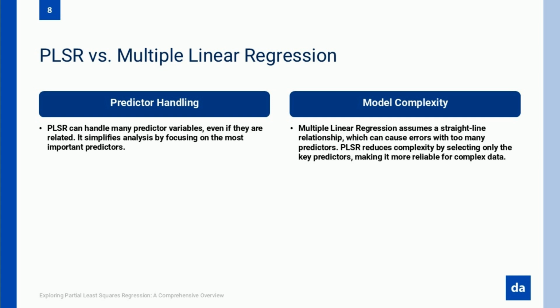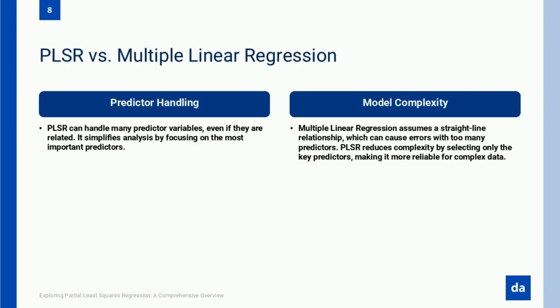PLSR, on the other hand, transforms the predictors into latent variables, making interpretation a bit trickier. You don't get a simple "increase x by 1 and y increases by 3" type of relationship. Instead, you need to analyze which latent variables matter most and what they represent. If transparency is a priority, MLR might be the better choice.